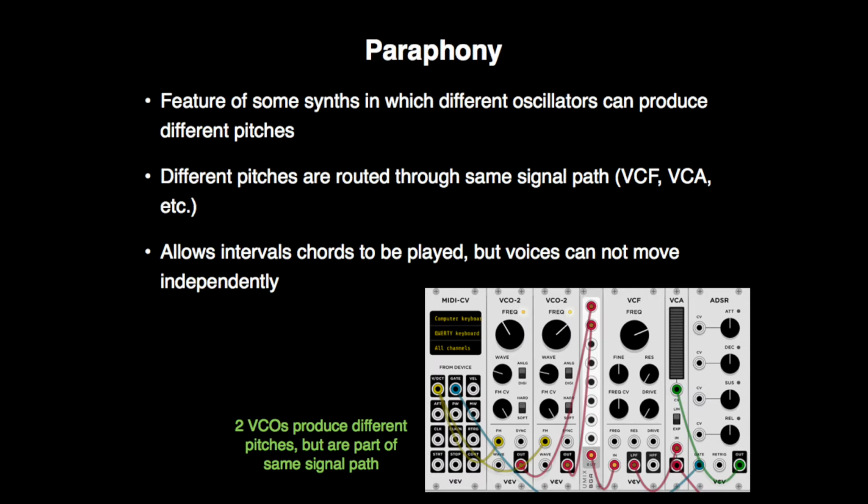It allows intervals and chords to be played, but these voices cannot move independently. So it's not real polyphony. Polyphony means multiple sounds, but in Western music, polyphony doesn't just mean more than one sound. It means more than one sound that is able to move fully independently of one another.